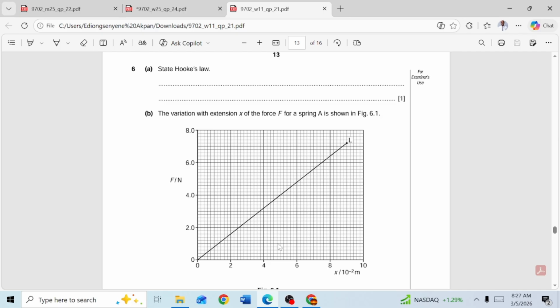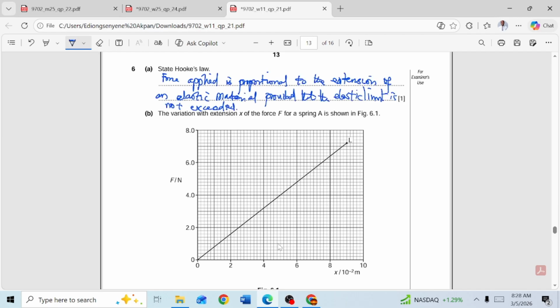Force is proportional to the extension of an elastic material, provided that the elastic limit is not exceeded. So take note of that. You can define it, but the key thing is that the load or the applied force is proportional to the extension of an elastic material. You can put it within the elastic limits. Make sure those keywords are there.